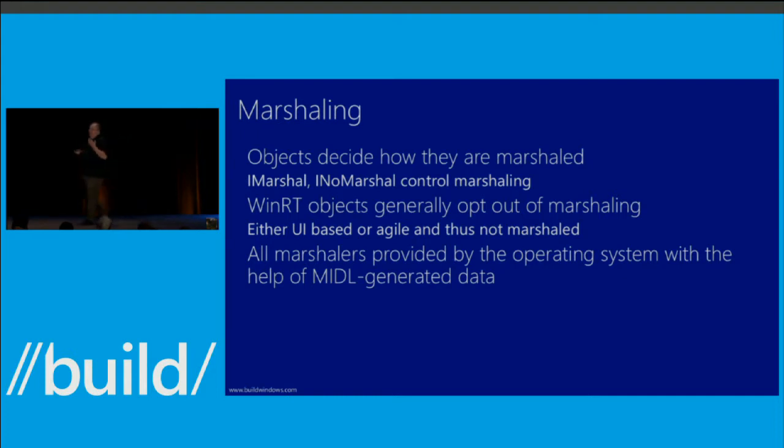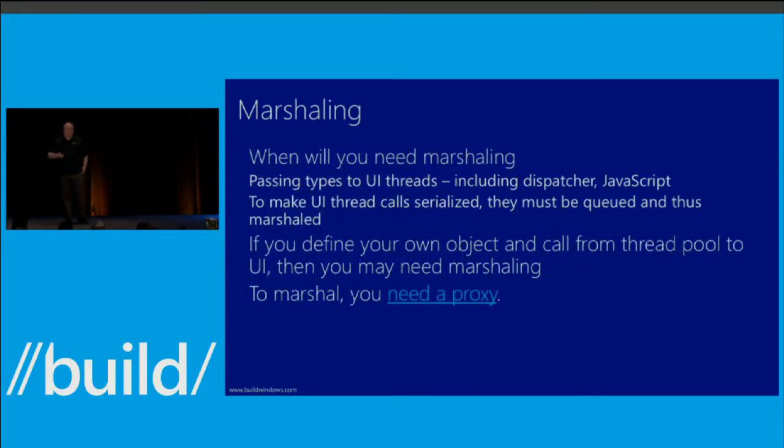So WinRT objects are either not marshaled because they're UI objects that never marshal, or because they're agile objects that can be moved to any thread and work fine. And so that means that almost all WinRT objects opt out of marshalling. Now, if you do marshalling, your marshalling code is automatically generated for you by the operating system. MIDL generates proxies, and there's all sorts of clever stuff there, and there's even an article I'll link to in a moment. So when will you need marshalling?